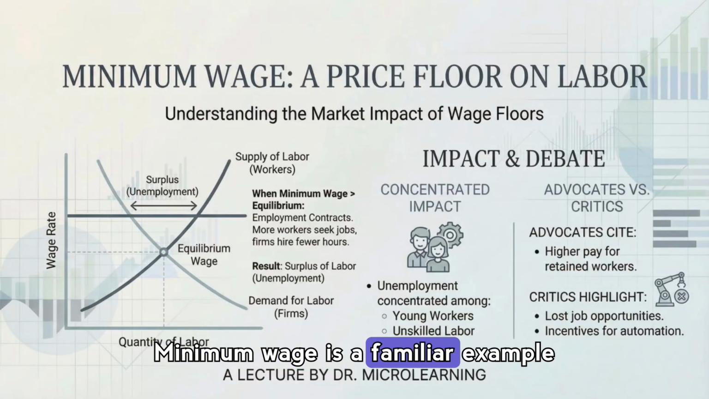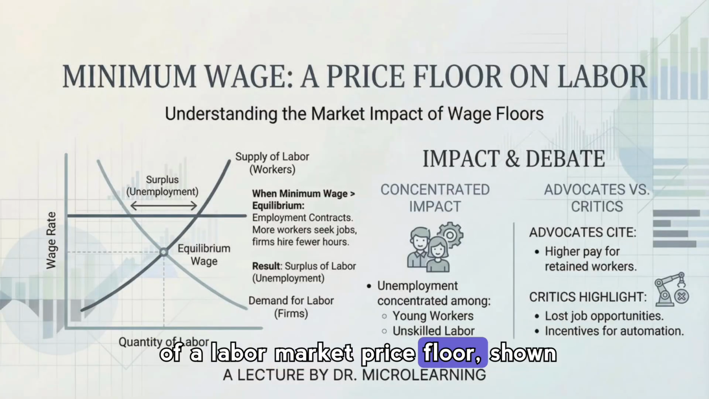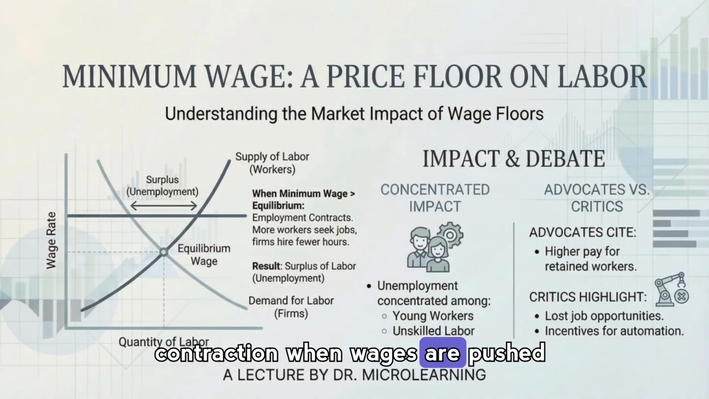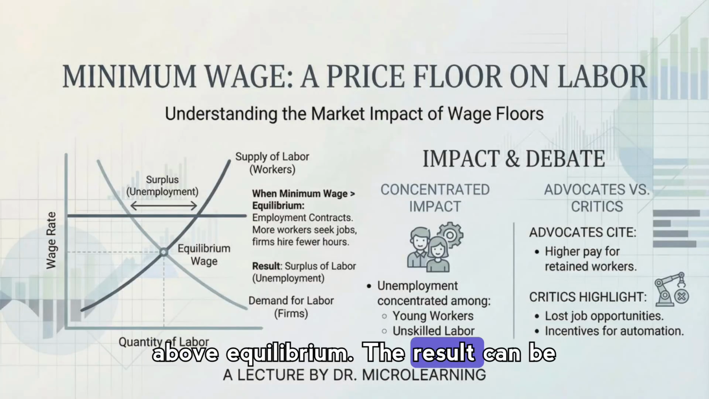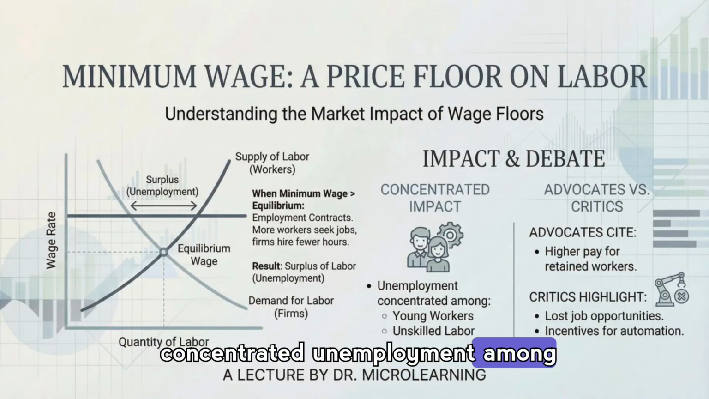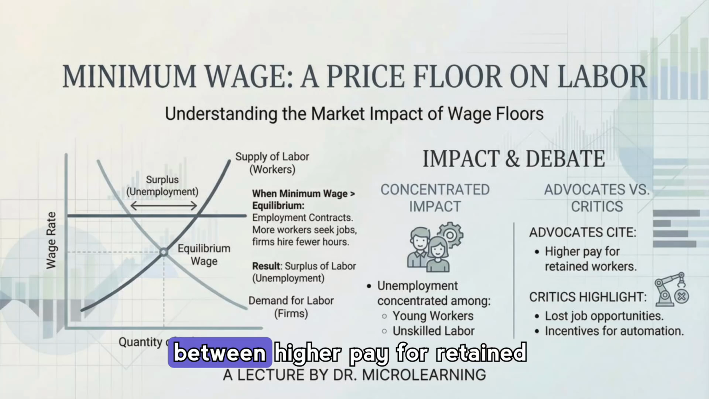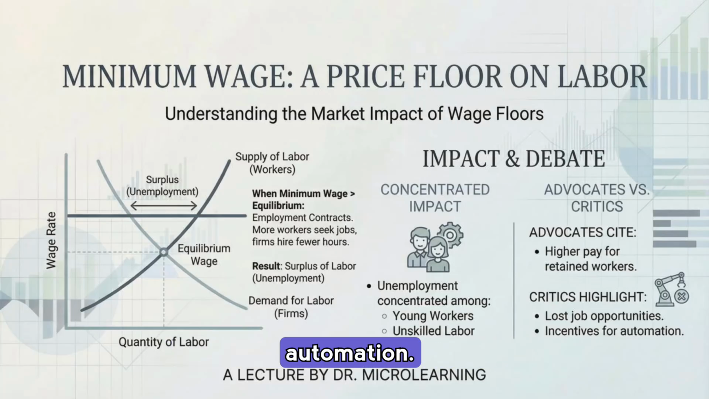Minimum wage is a familiar example of a labor market price floor, shown here with the typical job quantity contraction when wages are pushed above equilibrium. The result can be concentrated unemployment among young and unskilled workers, and the debate centers on trade-offs between higher pay for retained workers versus potential lost opportunities and incentives for automation.